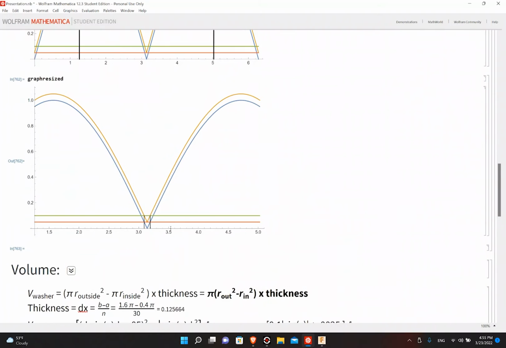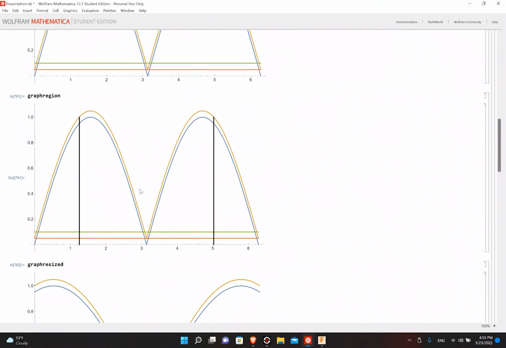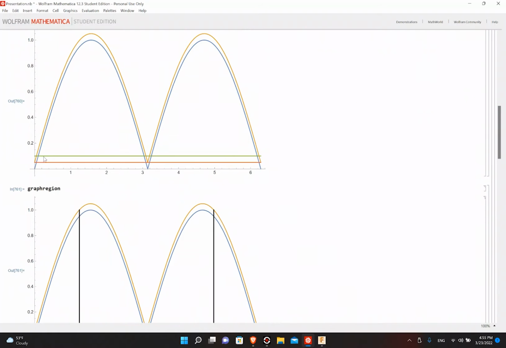So I know the regions of integration are from A to B, B to C, and C to D. And I know A is 0.4 pi, and I know D is 1.6 pi. But I don't know the specific values of B and C. But I do know that B is the point where sine x is 0.05, and C is also where sine x is 0.05. However, if you put that into your calculator, you're going to get a value that's much smaller. In fact, you'll get this value over here.